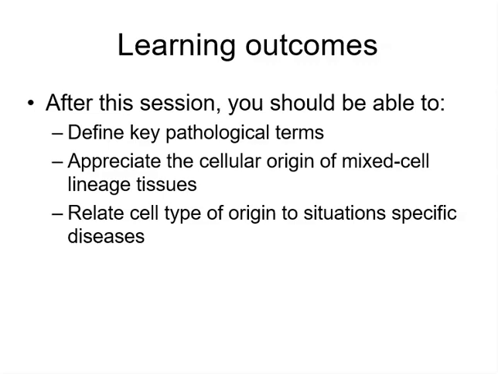So in this session we're going to cover some key pathological terms, some of the more common pathological terms that you're likely to come across. We're going to look at the different cell types within tissue. We'll look at the nomenclature of those cell types within tissue, where that name comes from to help you to easily remember why things are called certain things. And we'll be relating the cell type of origin of certain pathological conditions and looking at where they come from within the tissue structure and why that pathological condition is called that particular name.